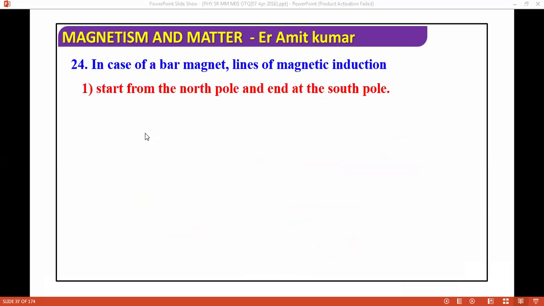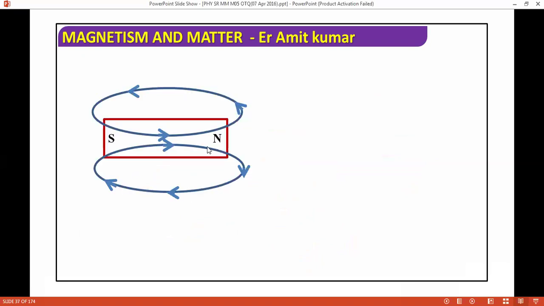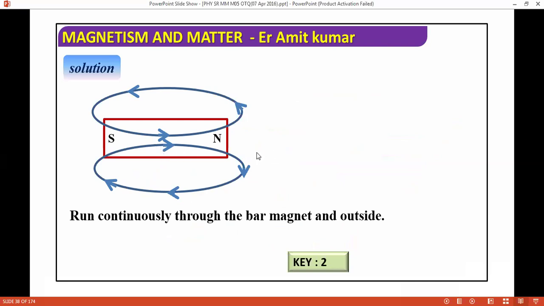Next question we are moving ahead. In case of a bar magnet, lines of magnetic induction start from the north pole and end at the south pole, running continuously through the bar. These are easy questions. So see here, starting from inside, south to north, and outside, north to south, like this. So they run continuously through the bar magnet and outside.